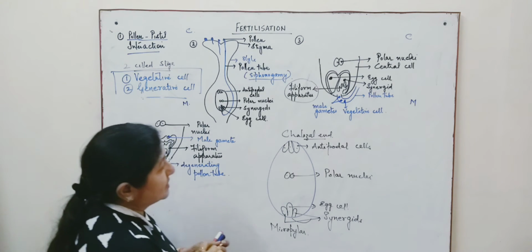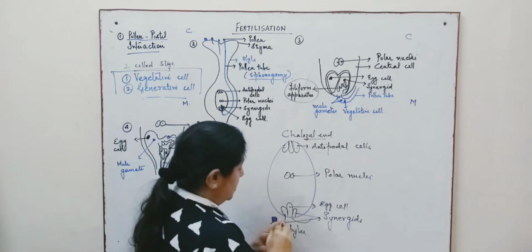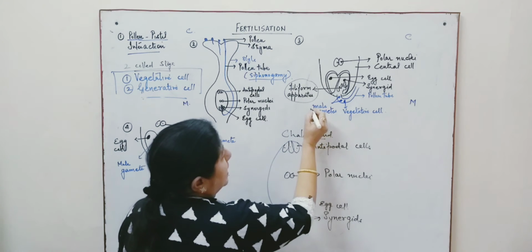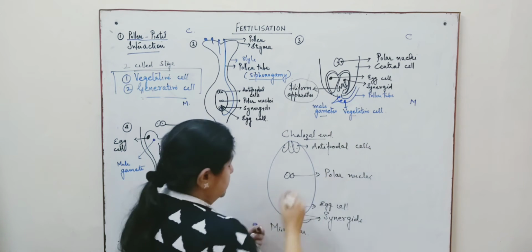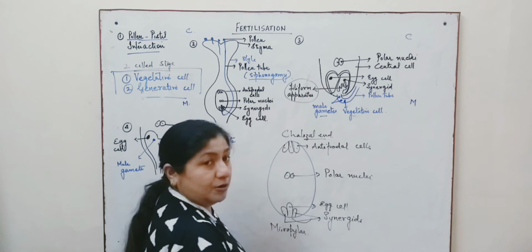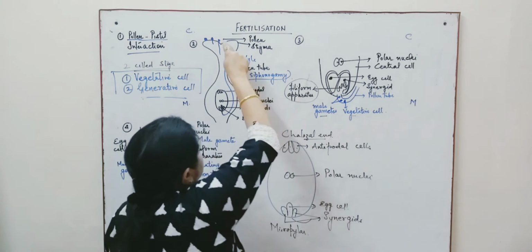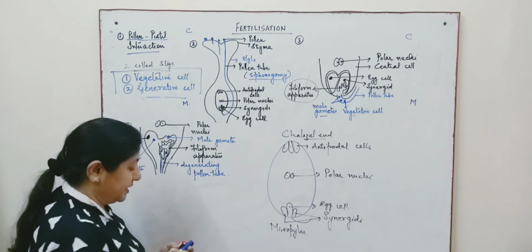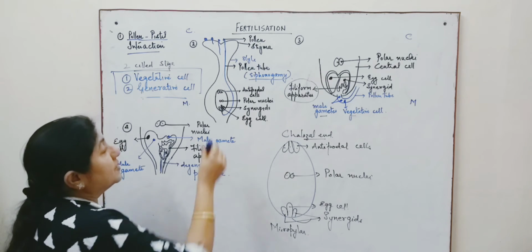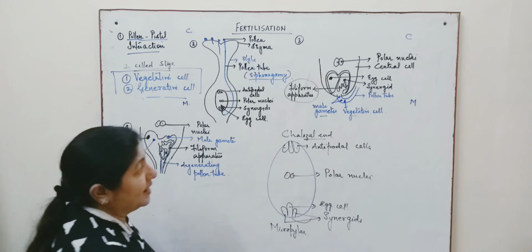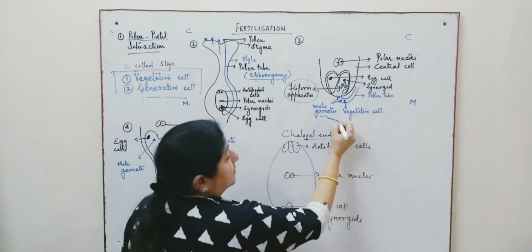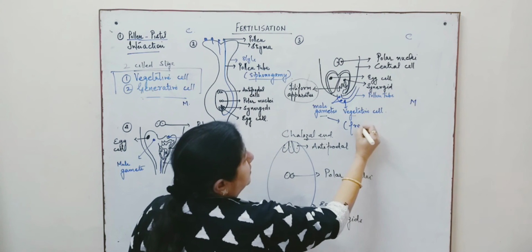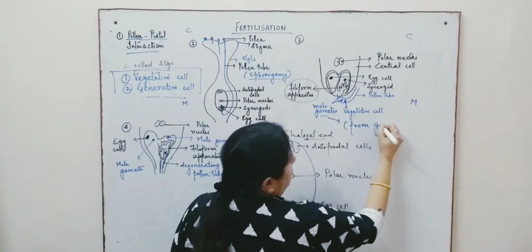So here you can see there are three male gametes over here. The two male gametes and one vegetative cell. How are they obtained? During the movement of the vegetative cell and the generative cell, the generative cell will divide within the pollen tube to form the male gametes.